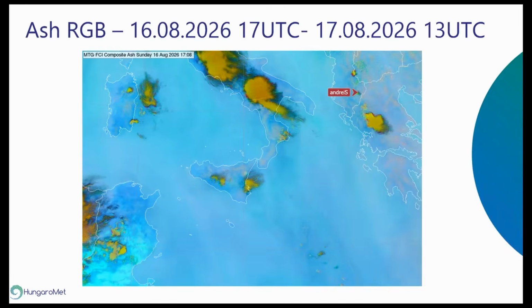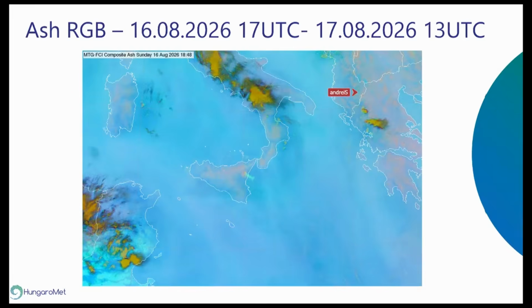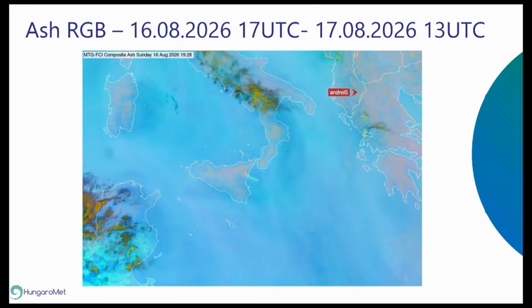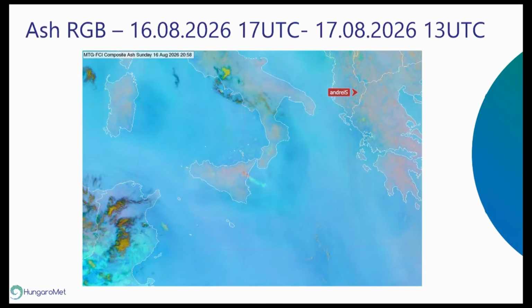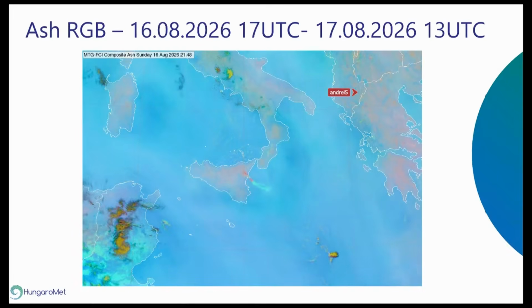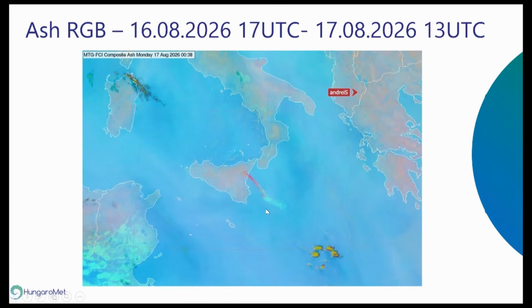And you have also mentioned the ash RGB, that you would monitor the volcano detection with the ash RGB as well, and you would see it in the ash RGB. And actually, this is also a loop of about half a day, and we can see the plume coming from the volcano, and we can see different colors in this RGB. We can see some greenish turquoise color, and we can also see some red color.